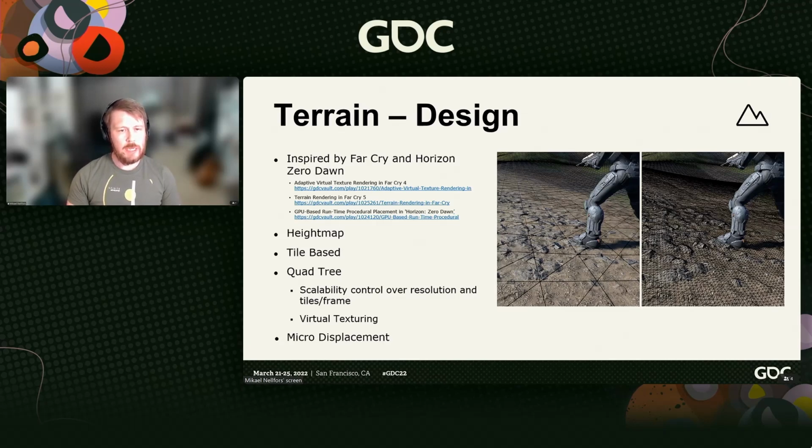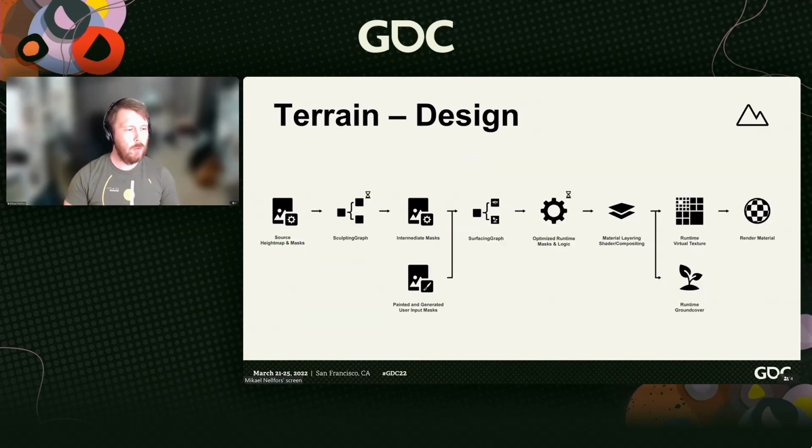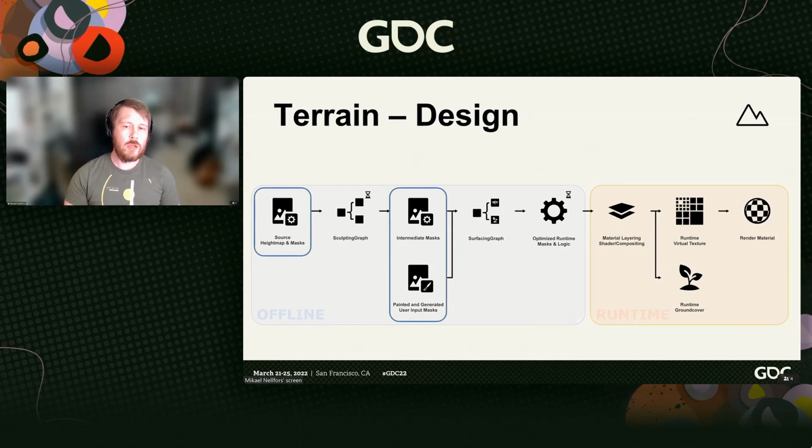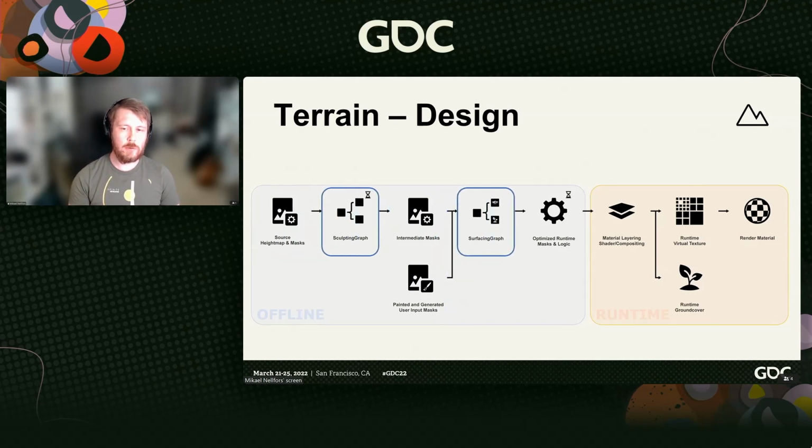And now I'm going to take a step back and look at the overall of how the terrain system works. These are basically the high-level parts of our system. And it really is divided up into two sections. We have an offline section and a runtime section. And in the offline section, everything is run really by masks. So we have our height maps or user-created masks that are then fed into two sets of graphs. And we're going to talk a bit more about these graphs in a bit.